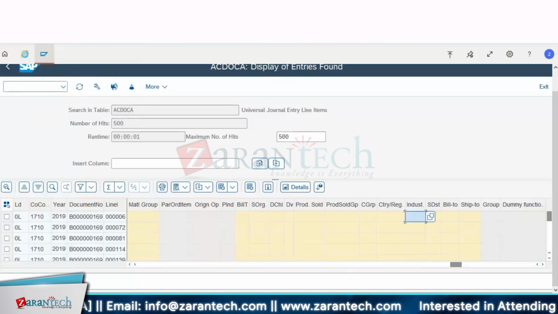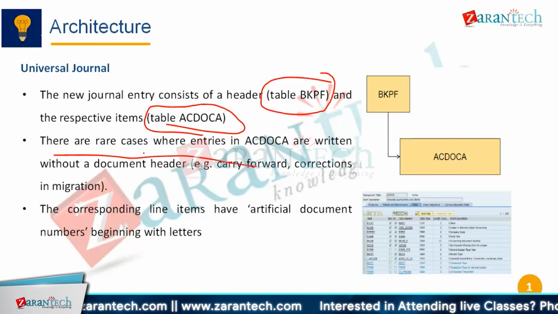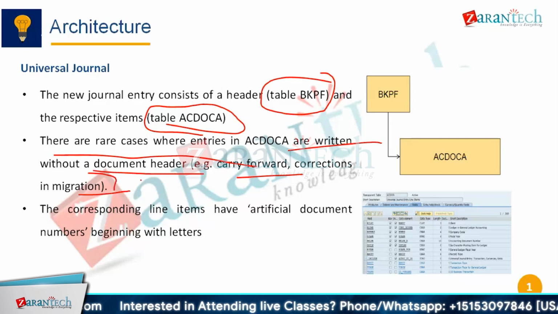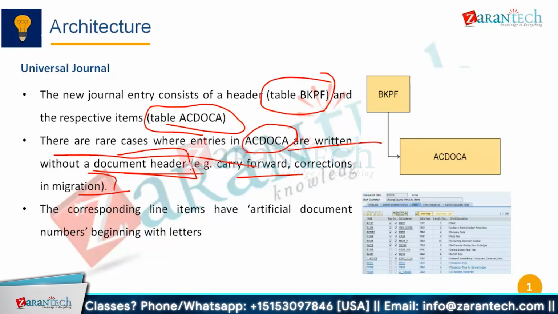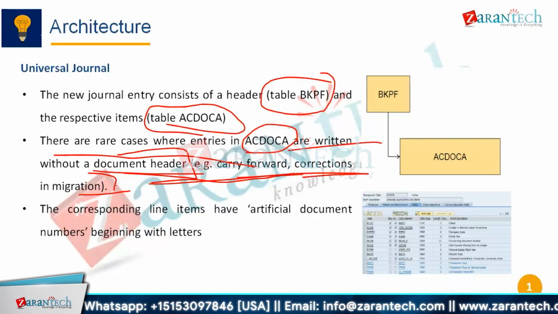Now, moving to the next item. There are rare cases where entries in SAP are written without a document header, for example carry forward, corrections in migration. It's without PF information. Only the SAP is getting updated. This happens only in case of carry forward or any corrections in migration. The corresponding line items have artificial document numbers beginning with letters.